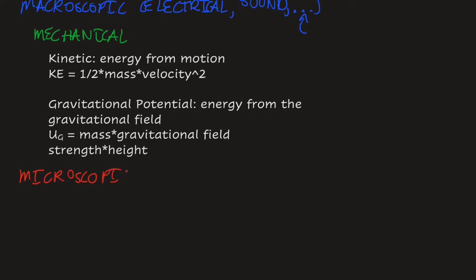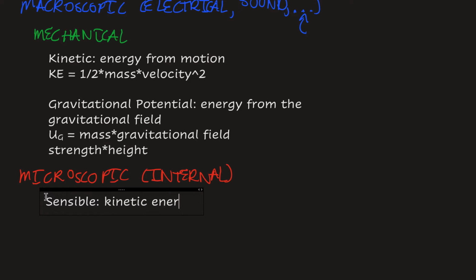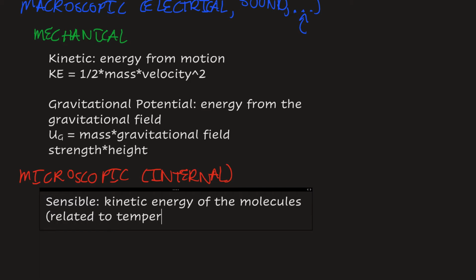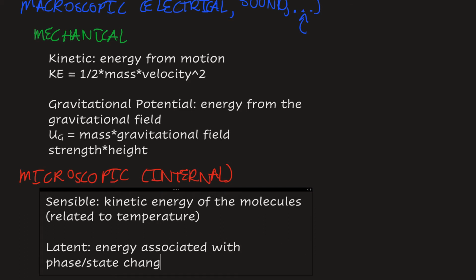Next, we'll look at energy on the microscopic scale, so microscopic on the teeny tiny scale, but this is also known as internal energy. And this includes forms of energy like sensible energy. So sensible energy is that kinetic energy of the molecules, which is related to temperature. And next we'll look at latent energy, which is that energy associated with phase or state changes.